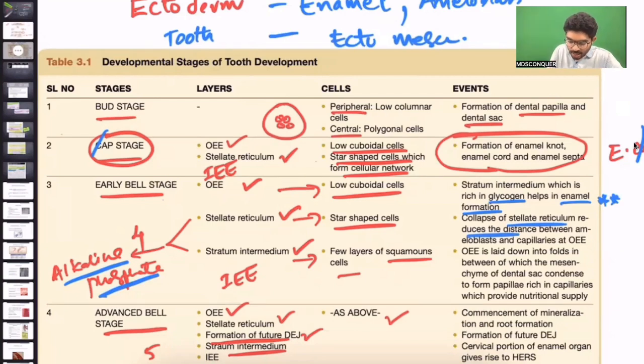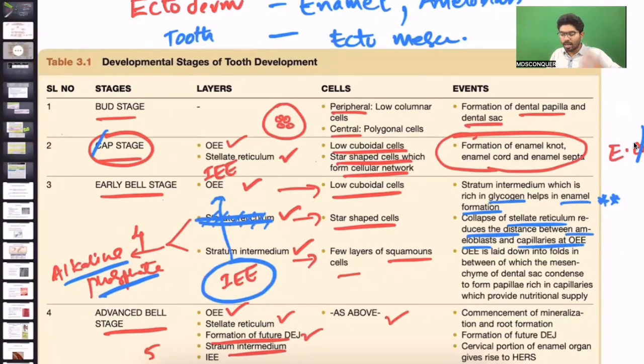So what is going to happen? The stellate reticulum is going to collapse, and it is going to reduce the distance between the inner enamel epithelium and the capillaries of the outer enamel epithelium. Outer enamel epithelium is laid down into folds, in between which the mesenchyme of your dental sac condenses to form papillae, which is rich in capillaries and which is the main supply of nutrients. Blood supply is required. Blood supply is going to bring nutrients.